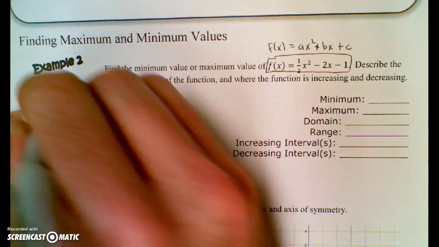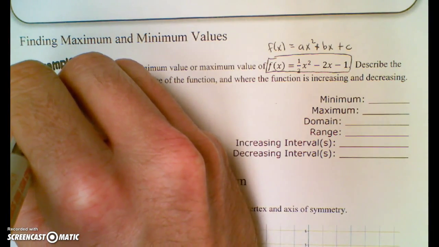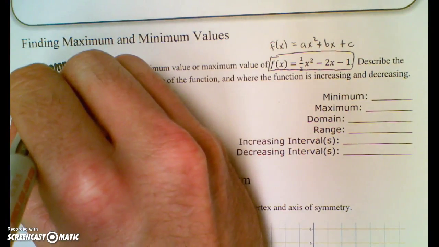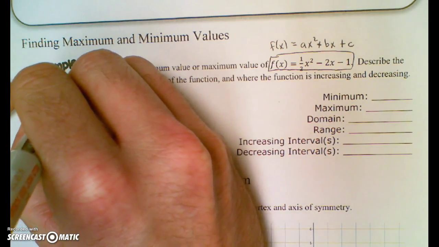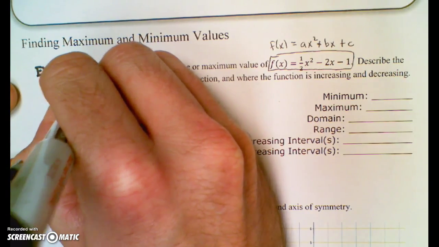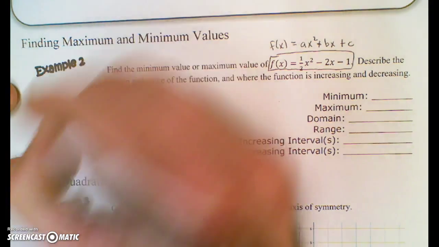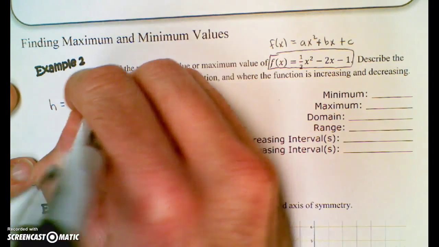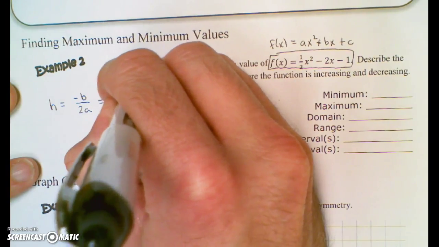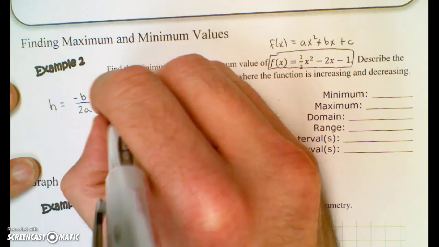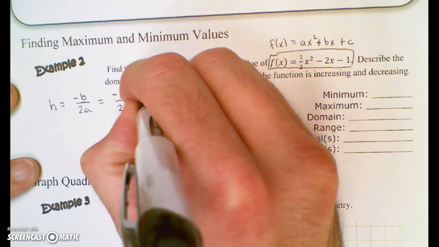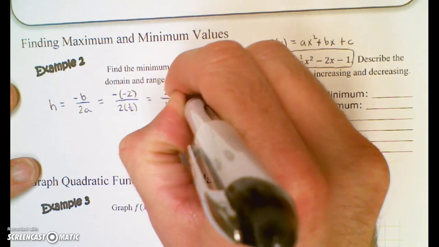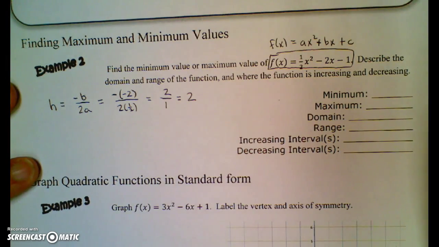We can use this to help us find the vertex, and we can do that by finding the x value of the vertex. So remember, we call that our h value in the vertex form, and to find it, you do the opposite of b divided by 2a. This little trick helps you get the x value of your vertex. So in this problem, it's opposite of -2 divided by 2 times 1/2. Opposite of -2 is +2, and 2 times 1/2 is 1. So my x value of my vertex is 2.